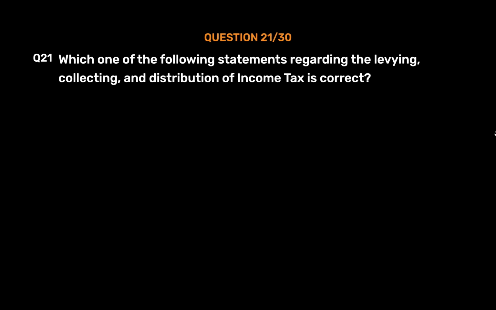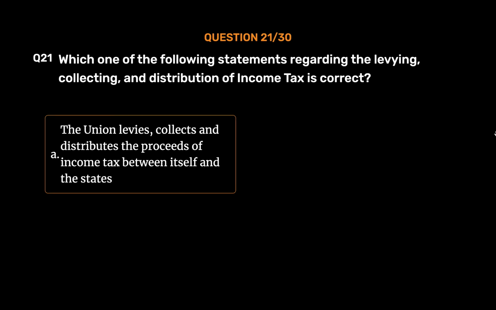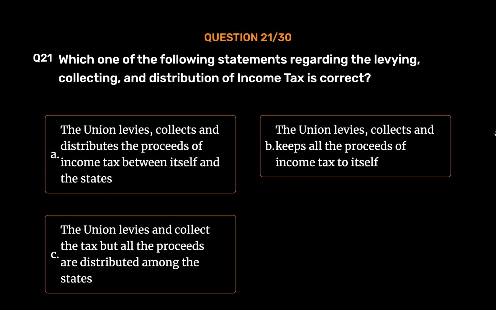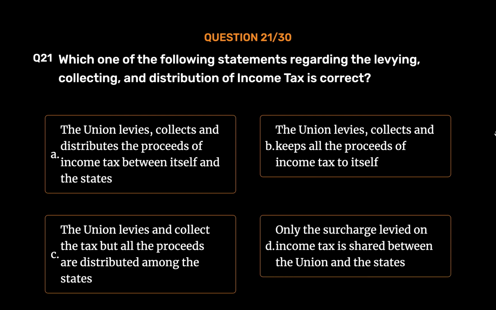Question number 21. Which one of the following statements regarding the levying, collecting, and distribution of income tax is correct? Option A. The Union levies, collects and distributes the proceeds of income tax between itself and the states. Option B. The Union levies, collects and keeps all the proceeds of income tax to itself. Option C. The Union levies and collects the tax but all the proceeds are distributed among the states. Option D. Only the surcharge levied on income tax is shared between the Union and the states. The correct answer is option A.